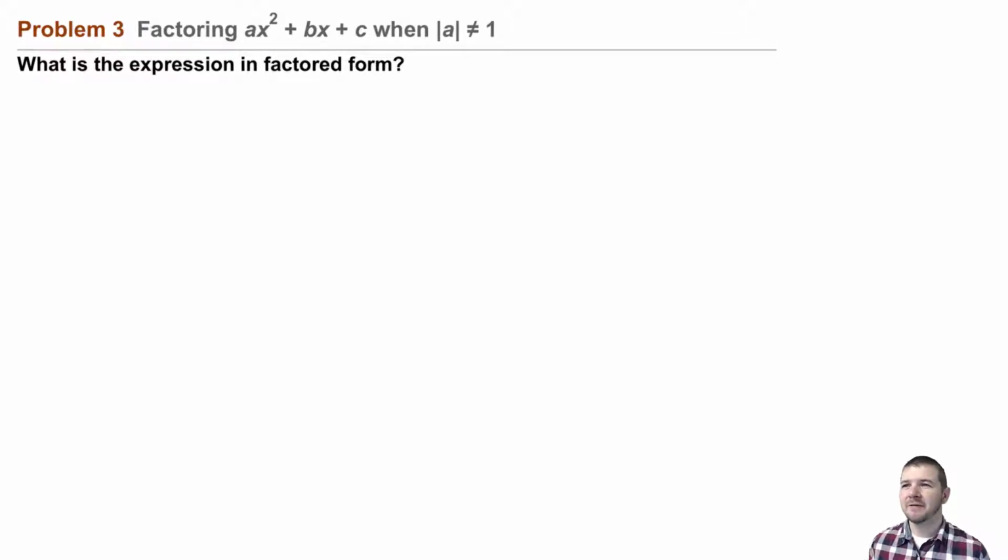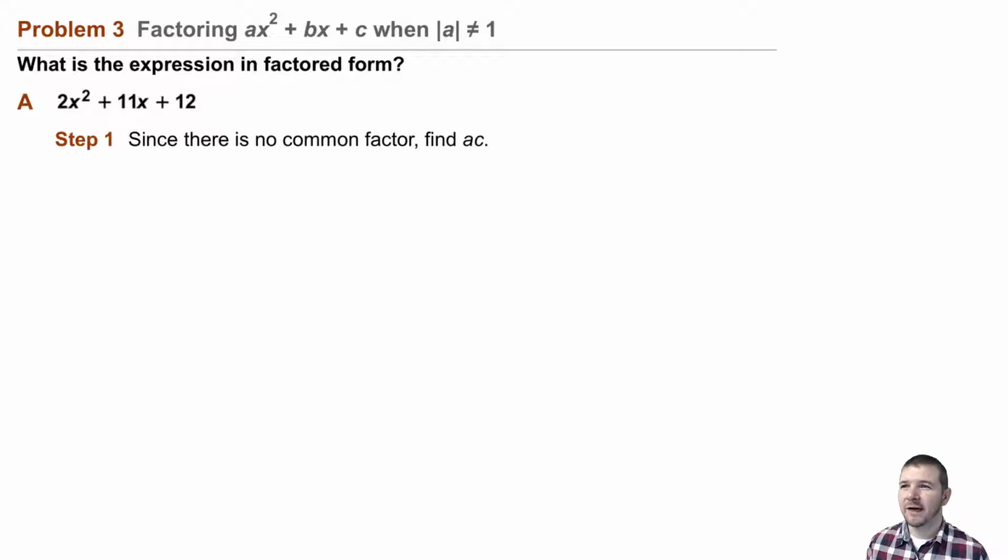What is the expression in factored form? Part A. 2x² plus 11x plus 12. When factoring trinomials, we should always look for a common factor first. In this case, as we see in step 1, since there is no common factor, we'll find AC. So multiplying a times c, for us that's 2 times 12, or 24.